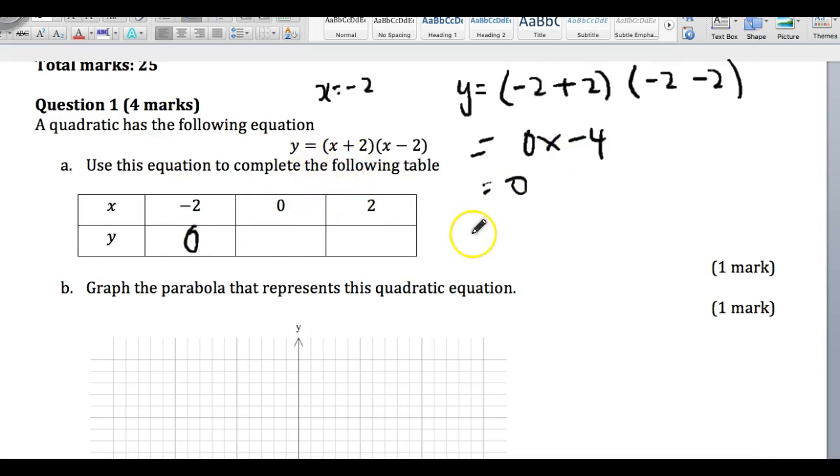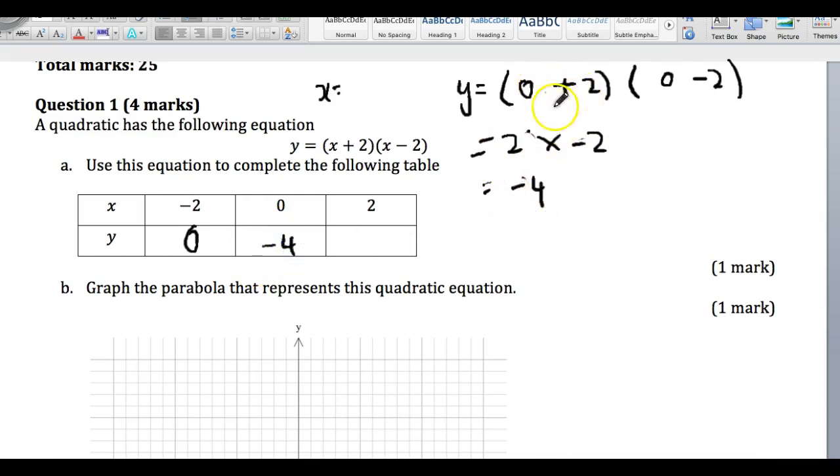When x equals 0, again we're putting zeros in here. Oops, I'm trying to be quick, and I think I right-clicked instead. Okay, there we go. So this time we're letting x equal 0, so let's put 0 in here. 0 plus 2 is 2, and 0 minus 2 is negative 2, so we have negative 4.